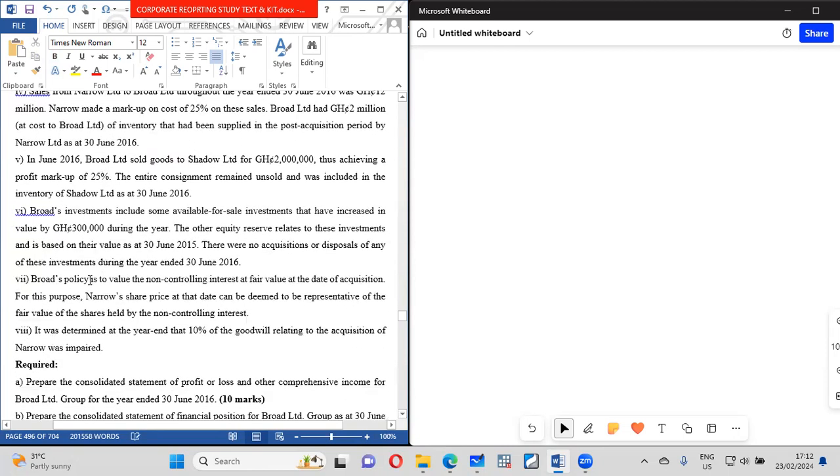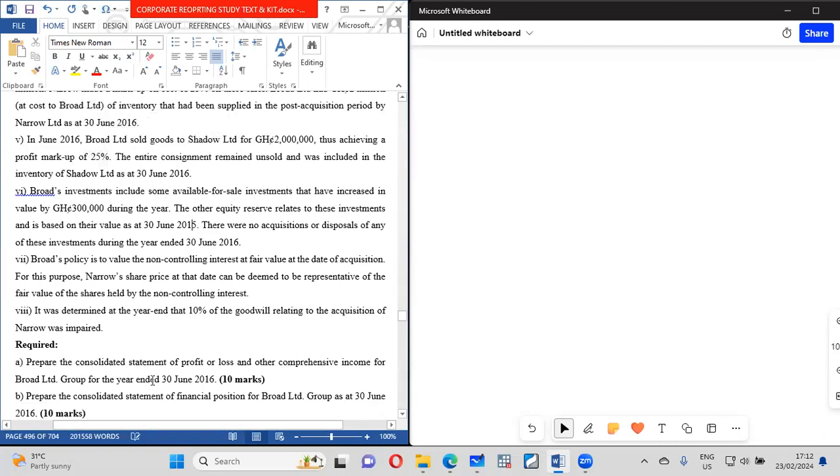Broad's policy is to value NCI at fair value at the date of acquisition. For this purpose, Narrow's share price at the date is deemed to be a fair representation of the fair value of the share of the NCI. It was determined at the year end that 10% of goodwill relating to the acquisition was impaired. So we are supposed to do a P&L and a balance sheet.